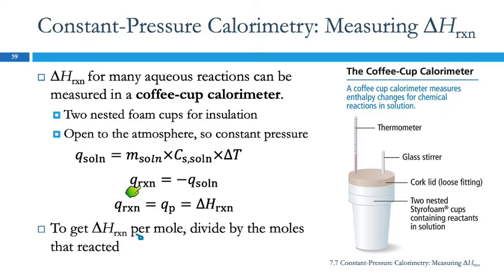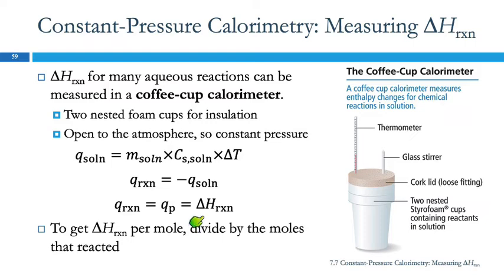Q reaction, where did the solution get its energy from? From the chemical reaction that was occurring. It's the same amount of energy, it's just that the sign is different. If one loses, the other gains. So we can say that Q reaction is equal to Q at constant pressure, which is the heat of reaction.